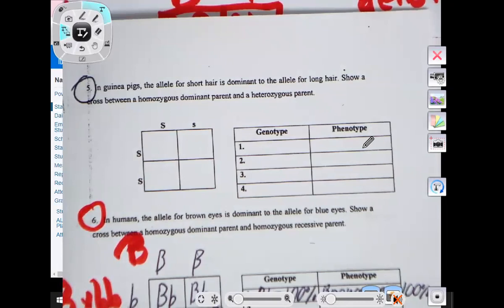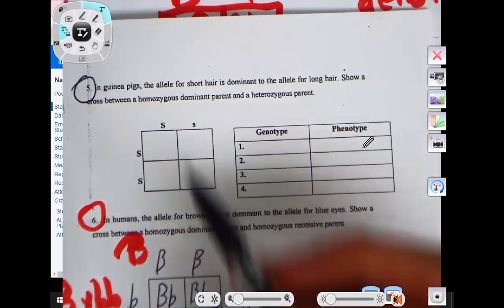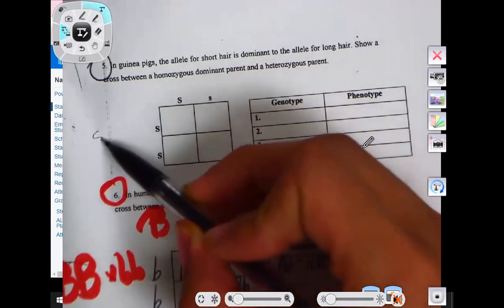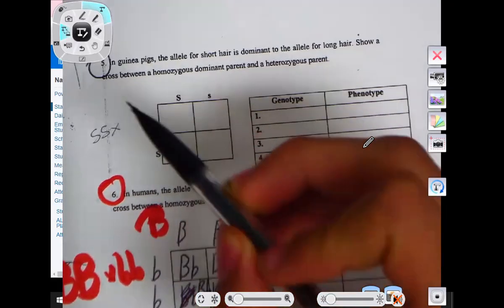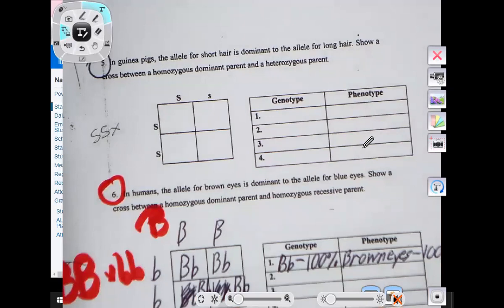So we're going to do this right here. First thing we need to do is write out the parents' genes. If you remember on the last problem, we wrote big B times little b. We need to write out what those parents' genes are at the top. What are the parents' genes? Big S, big S. And times what's the other parent? Big S, little s. Yes, very good.